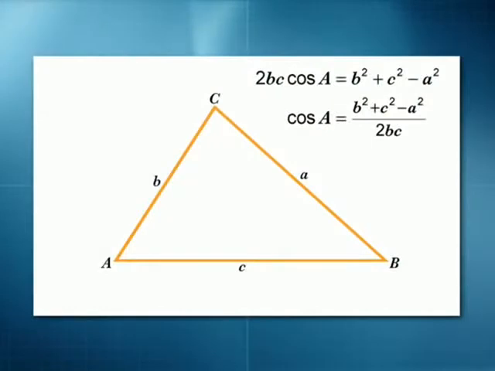Now, what does that tell me? That tells me the following. If I know the sides of a triangle, a, b, and c, I can plug them into that equation and discover the cosine of the angle A. In other words, I can get an angle knowing the three sides. That's what we'll do in this next example.